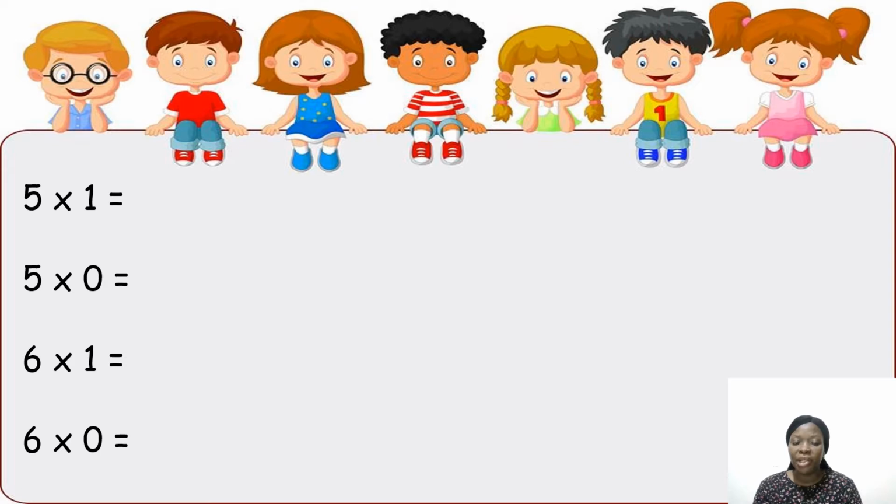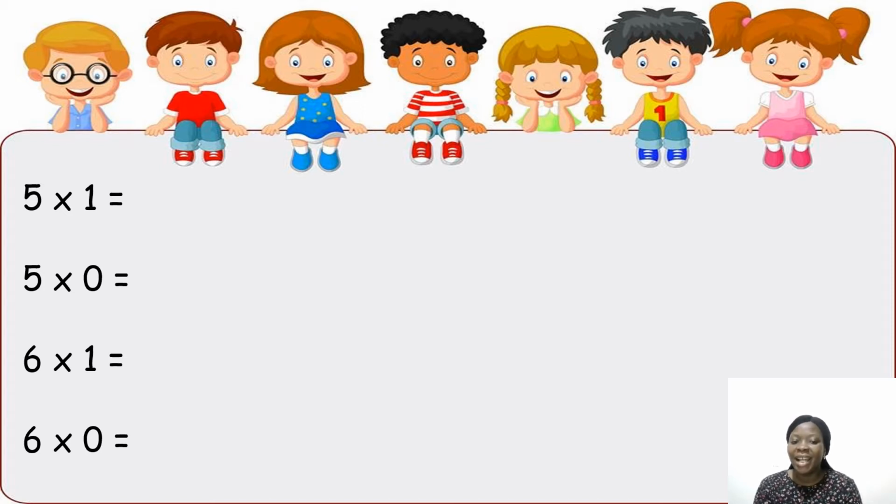Okay, before we proceed, I would like you to have a go at these questions. These were part of the things we learned in my last video. 5 multiply 1 is, 5 multiply 0 is equals to, 6 multiply 1 is equals to, and 6 multiply 0 is equals to. Pause the video here and have a go.